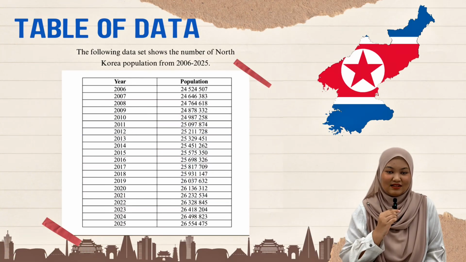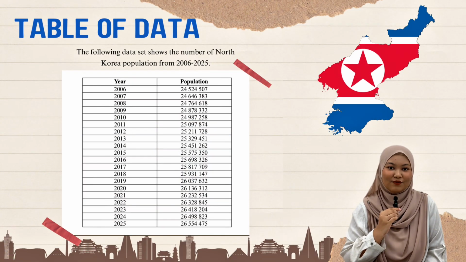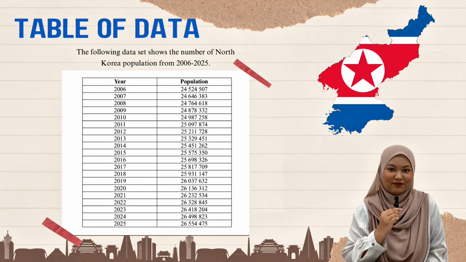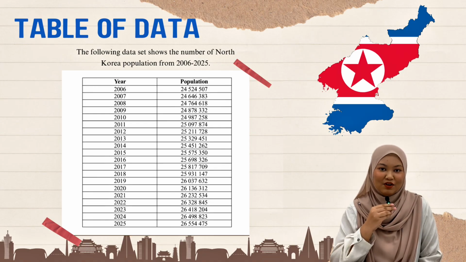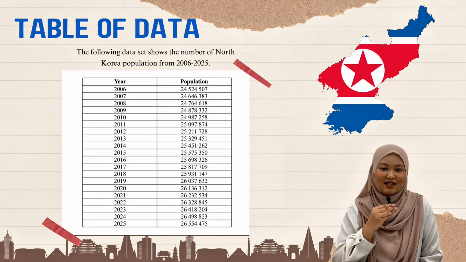Let's look at this table. It shows the population of North Korea from 2006 to 2025. So the number of population is increasing every year. So that's why we decided to use the exponential growth model.